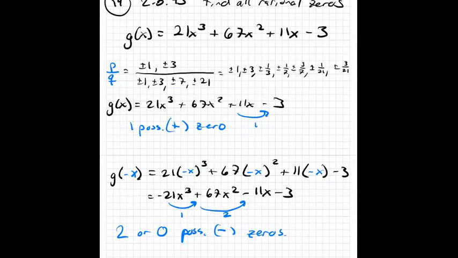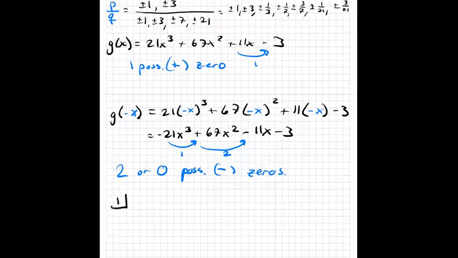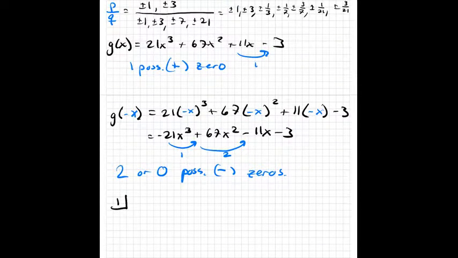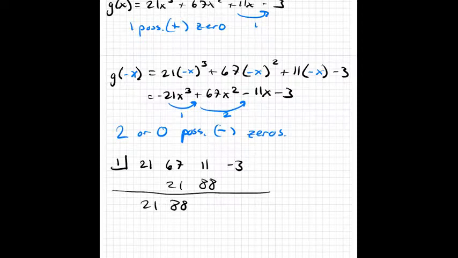Okay, I think this time I'm going to start with 1. Let's see what happens. I don't think we need any placeholders. The coefficients are 21, 67, 11, negative 3. Let's see what happens. 21, 21, 88, 88, 99, 99, I think we get 96. So that's not a zero.